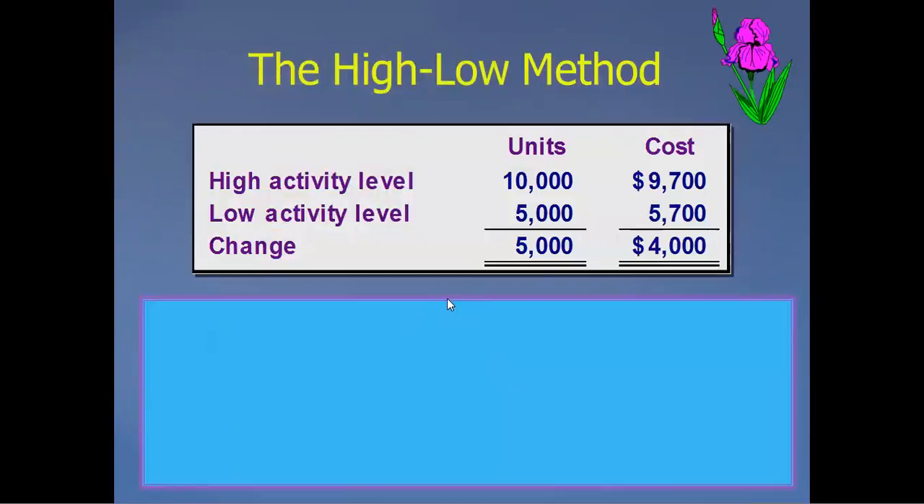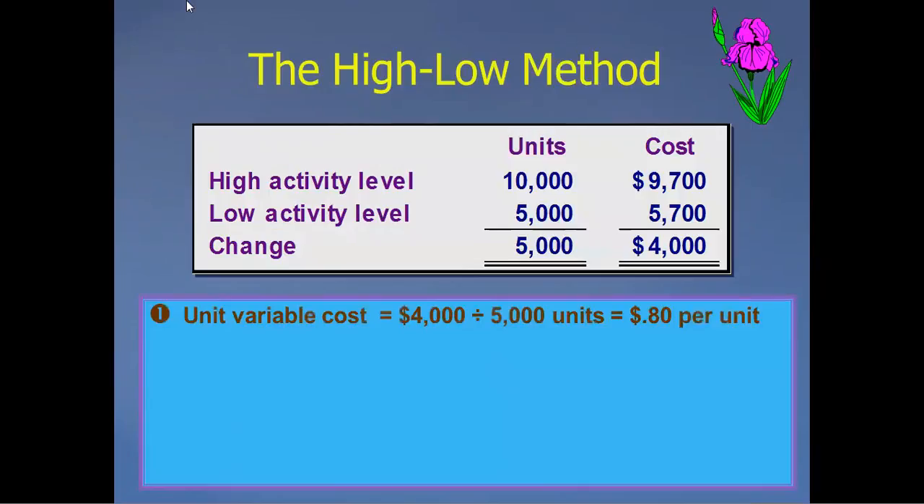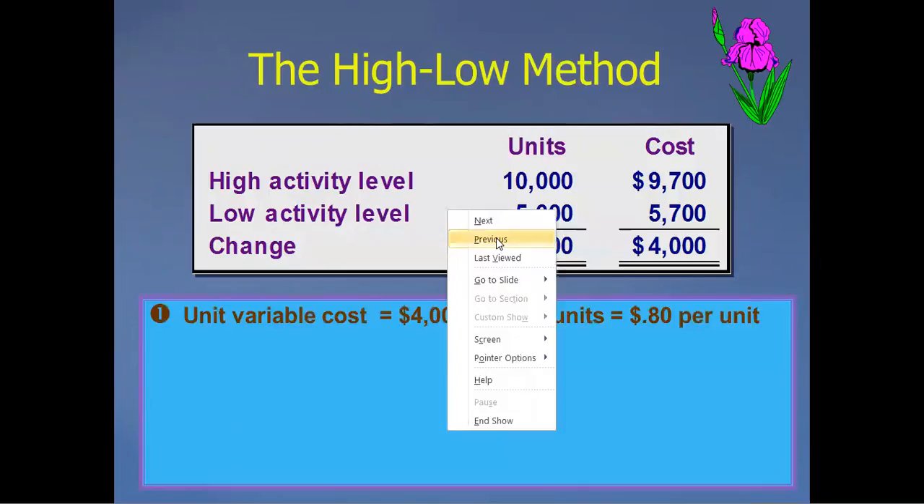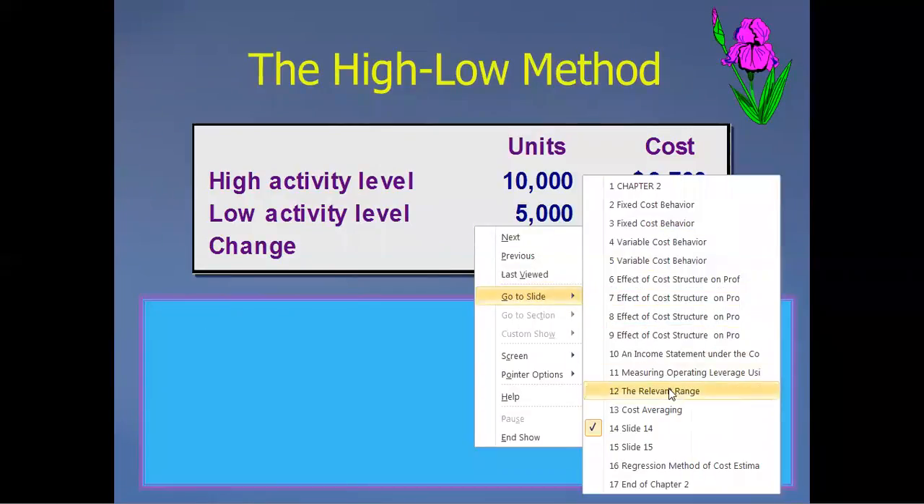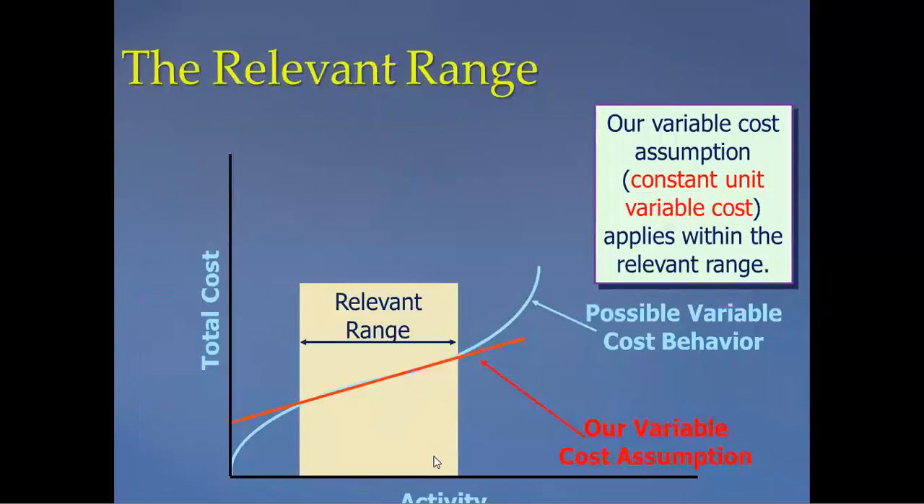Okay, and the final topic in this chapter relates to trying to estimate cost behavior. And let me go back to this slide here. Remember that relevant range. Most companies have total costs that include both a fixed portion and a variable portion.